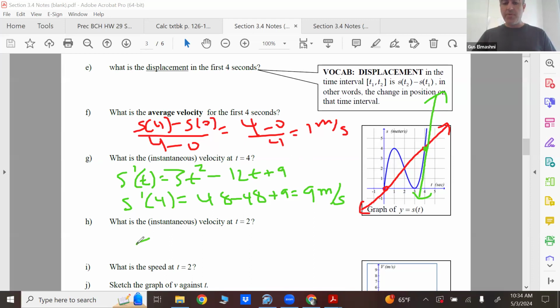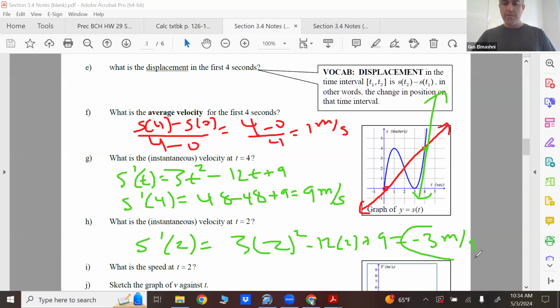Now, what's it at 2? Well, 2 is going to be negative, right? If I do that, I should have 3 times 2 squared minus 12 times 2 plus 9. What's that going to be? 4, 12, negative 3. So let me erase this stuff here.